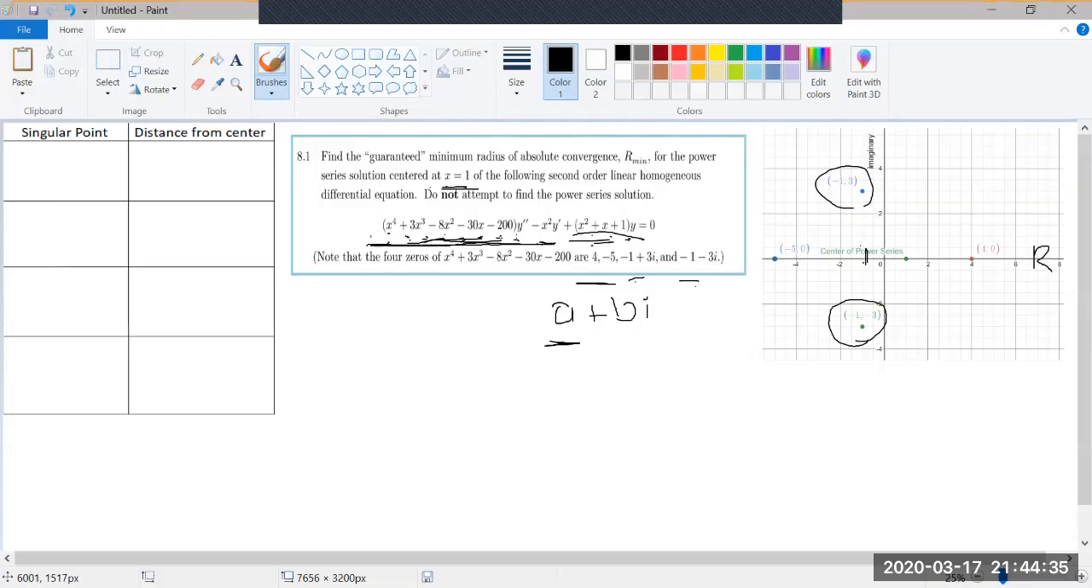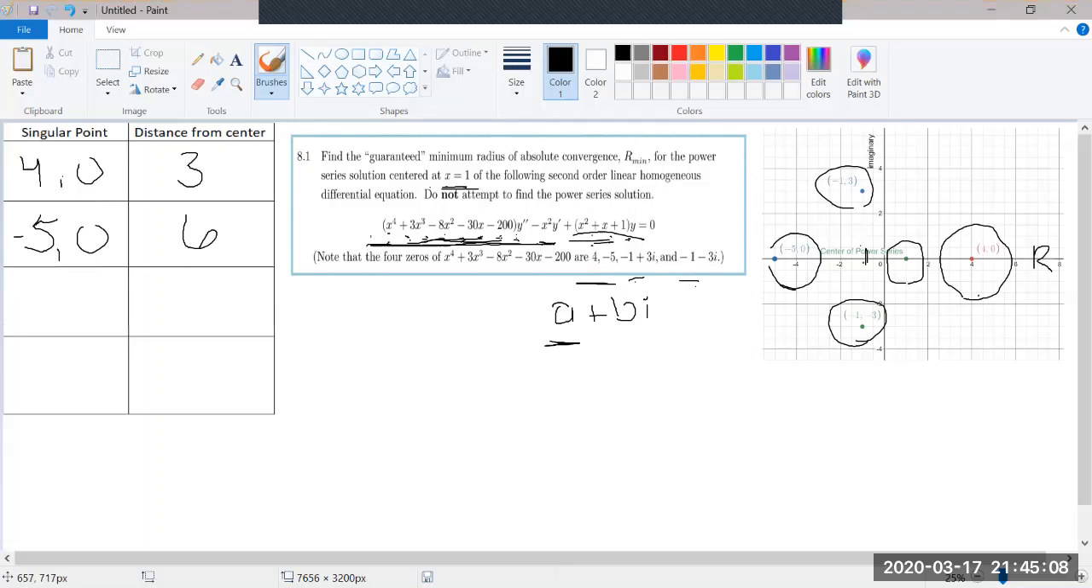So the rest of the problem is pretty much just deciding the distance from the center of your power series. So we have x equals 1 here, and then x equals 4 here. So the difference between the 4 and the 1 is 3. So we have 4, 0 with a distance of 3. Similarly, we can do the same with the -5. So -5 and 1 gives you a distance of 6. So we have -5, 0 with a distance of 6.